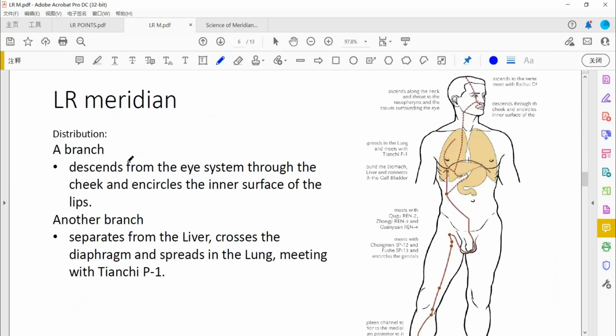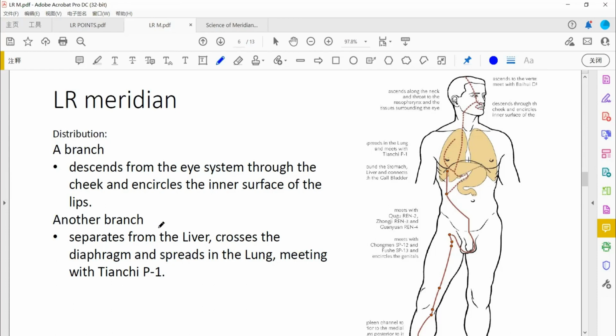A branch descends from the eye system through the cheek and circles the inner surface of the lip. From here, it goes up, then goes down, circling the lips.